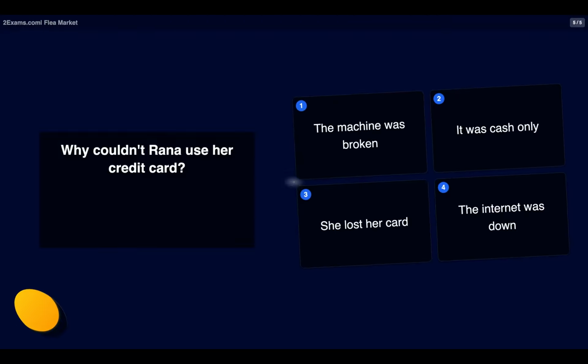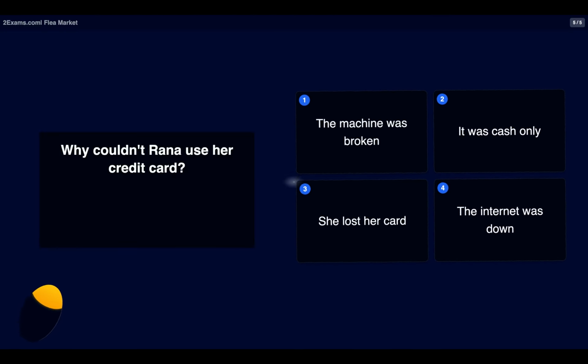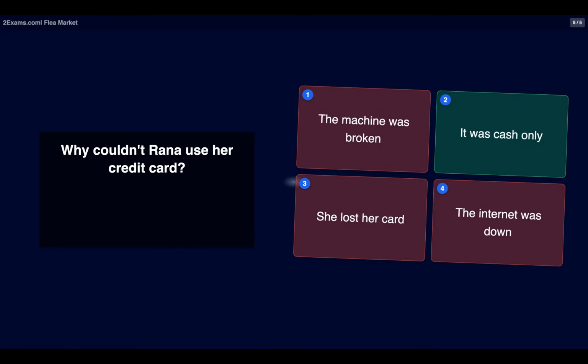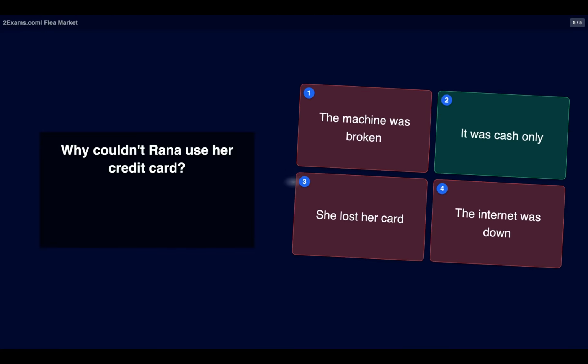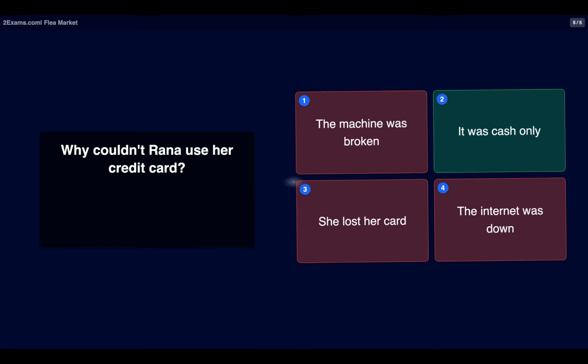Why couldn't Rana use her credit card? Good job. The answer is, it was cash only.